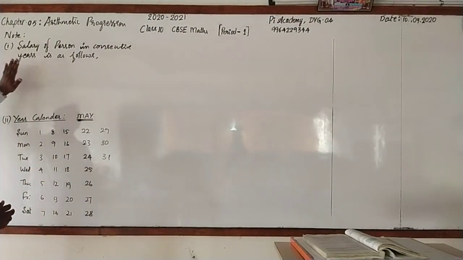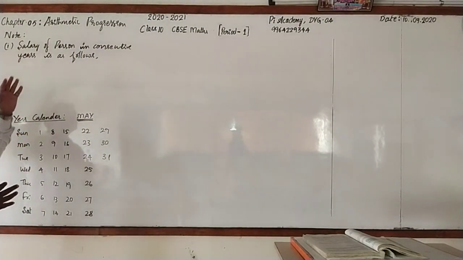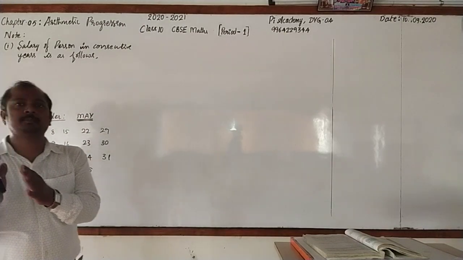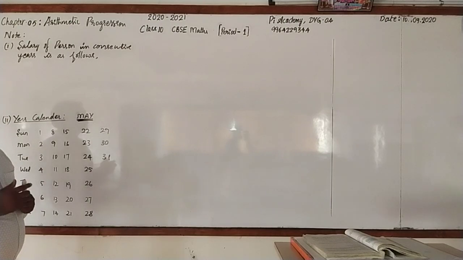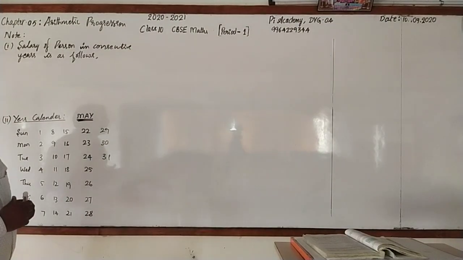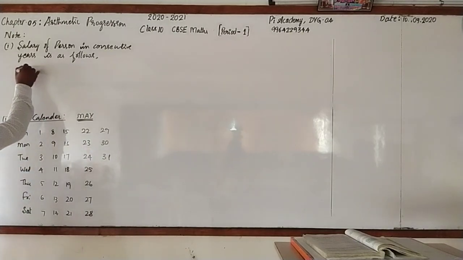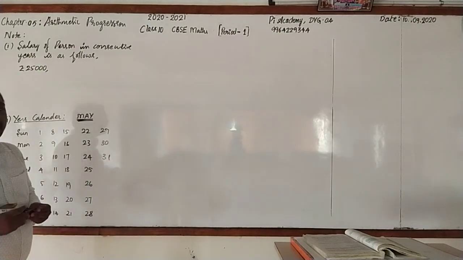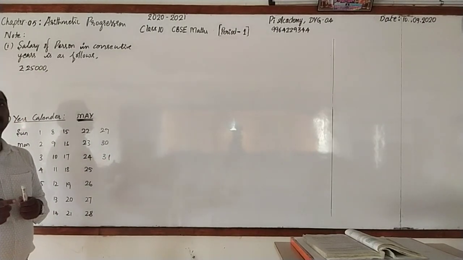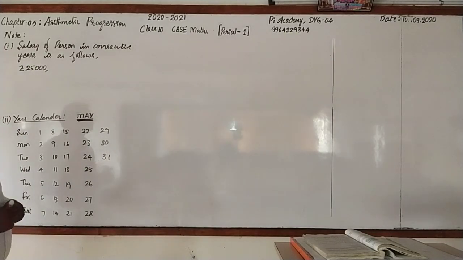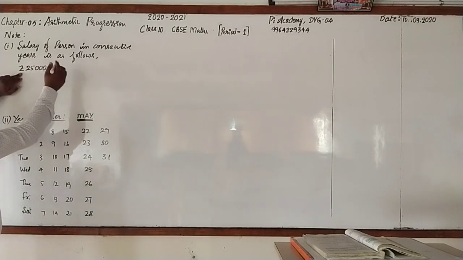One is the salary of a person in consecutive years. Assume that a person has joined a company by fixing his initial salary as rupees 25,000. And there will be an agreement that after every year his salary must be enhanced by 2,000 rupees. Then what will be his salary in the next year?